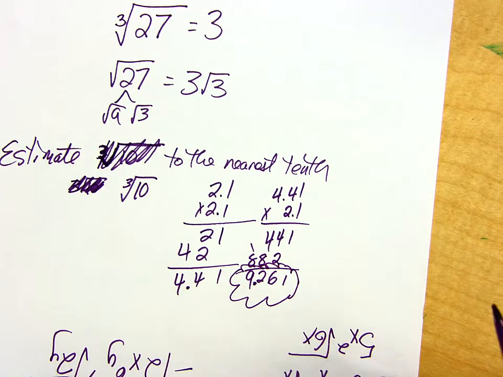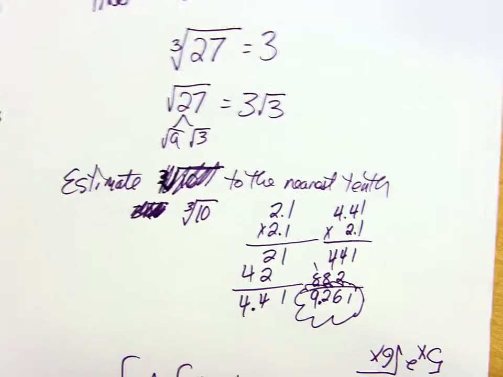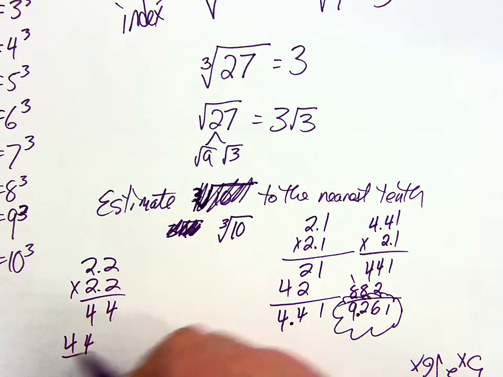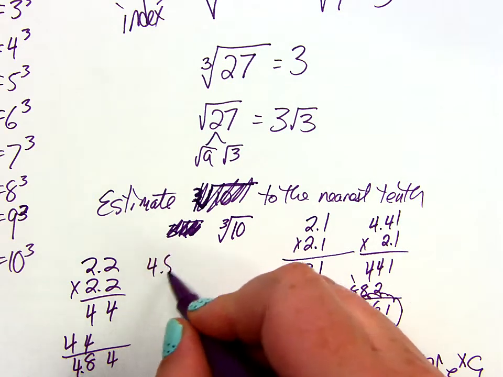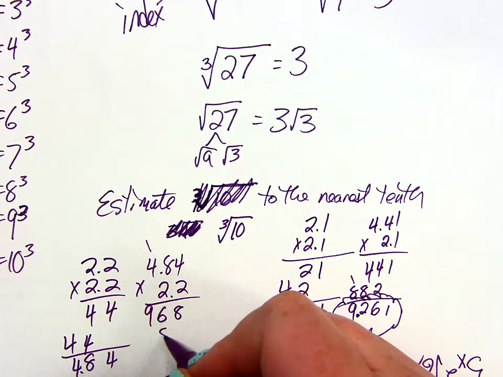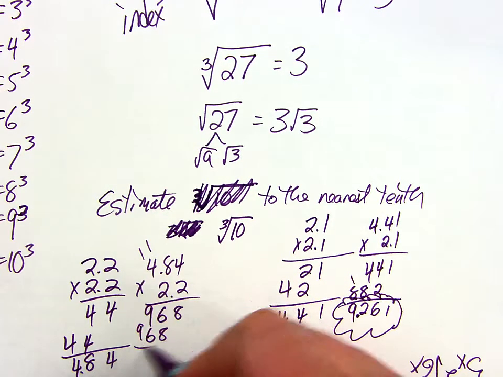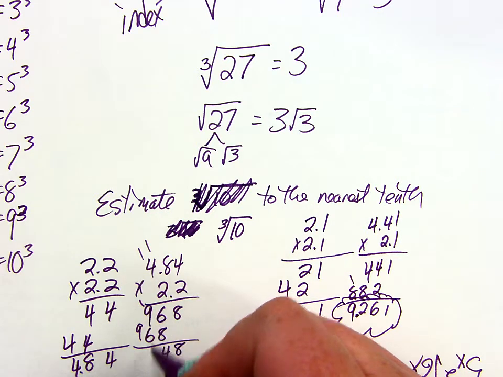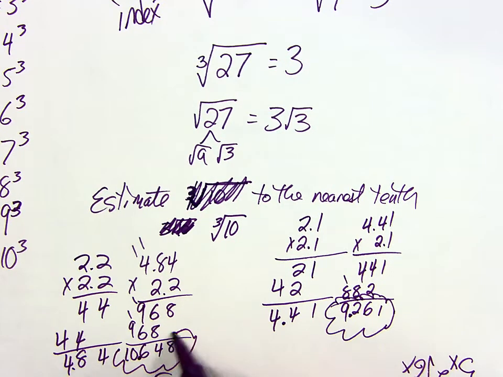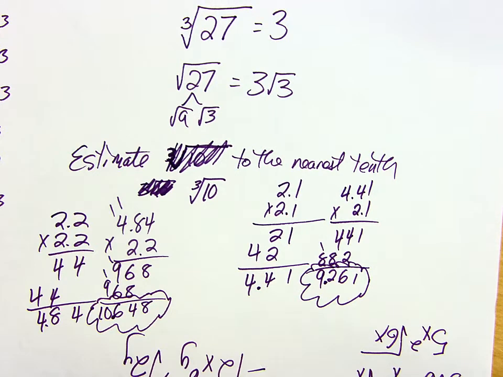Can I get closer? I don't know. I can try 2.2 and cube it and see if that's closer to 10 or further away. So let me just try 2.2. Do the same thing, square it first. 4.84 times another 2.2. Okay, there's my answer for 2.2 cubed, 10.648. So which one is closer to 10, 2.1 cubed or 2.2 cubed? Yeah, 2.1 cubed is closer.